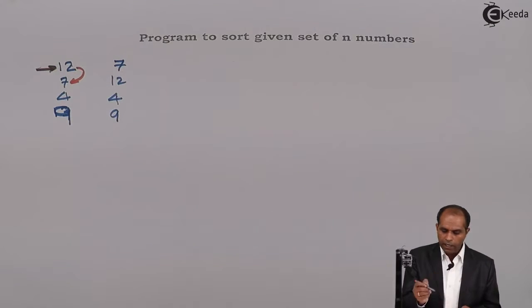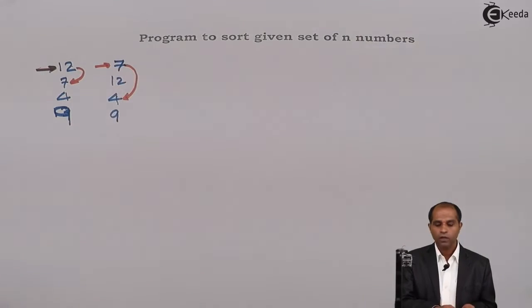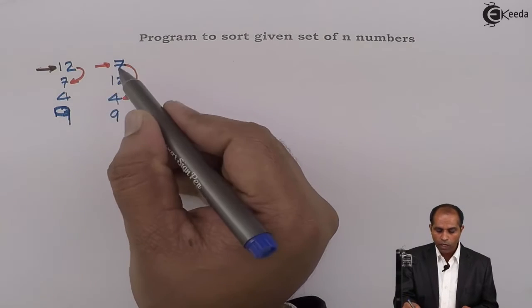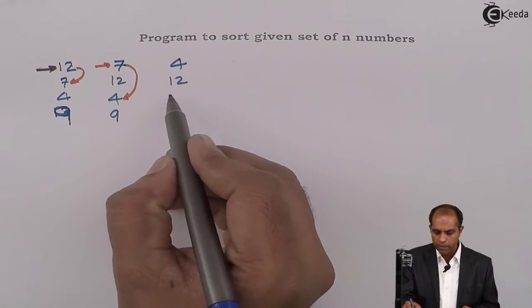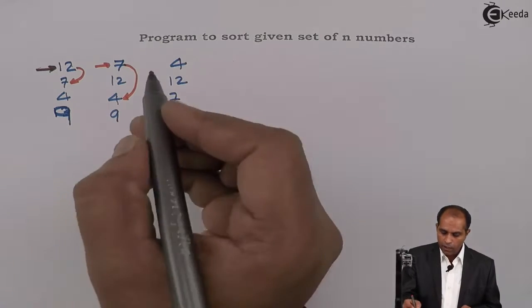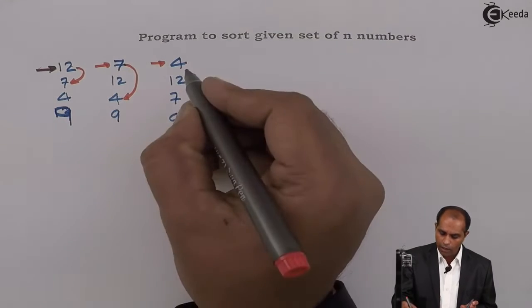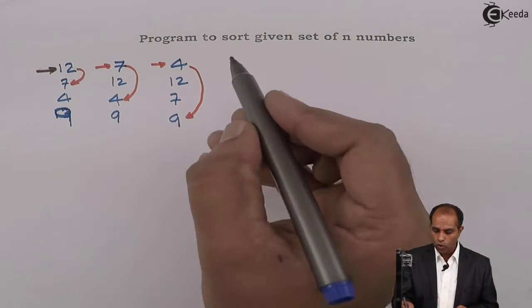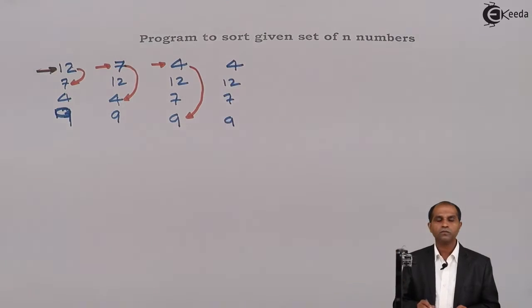Now, again, the first number of the array has to be compared with the next number. Is 7 greater than 4? True. True means we again interchange these two values. So 4 comes on top, 12 will be as it is, 7 comes to this place, and then 9. The third comparison is 4 with the last number. Is 4 greater than 9? No. Keep the numbers as they are. So I'll say 4, 12, 7, 9.